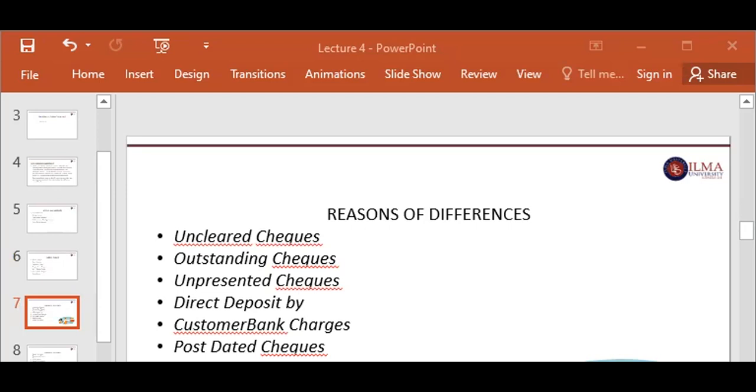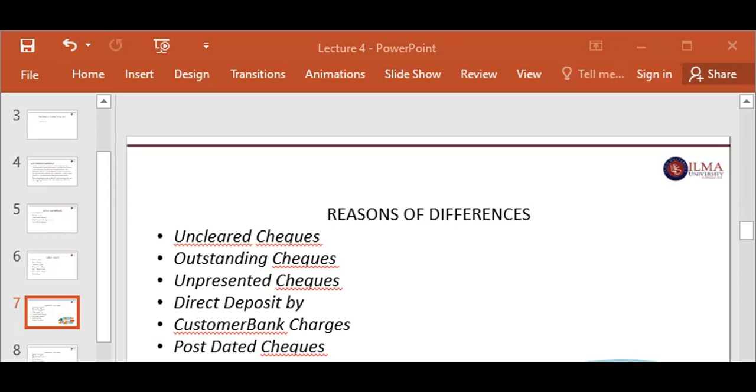Outstanding checks: checks written by the entity that have not yet been cleared by the bank. The next one is unpresented check. Unpresented checks are issued by the companies to suppliers but have not been presented to the bank for payment. These type of checks are subtracted from bank statement.